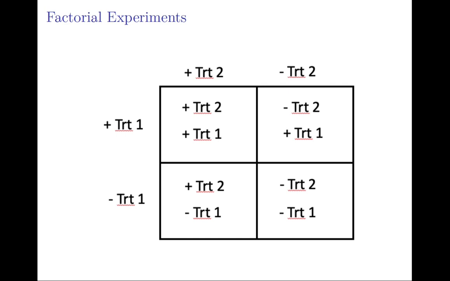And then you would have your resulting experimental units, which could be plots or anything, where some have both treatment factors, so plus treatment two plus treatment one. Then two units where you have one of the treatments and not the other, so plus treatment one minus treatment two and vice versa. And then you have your final one where you have neither treatment, and that's considered your control.